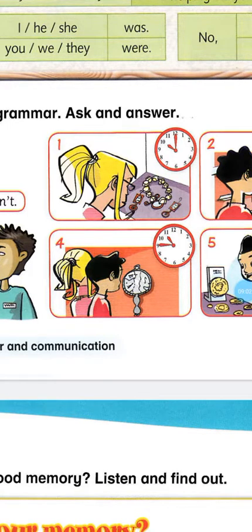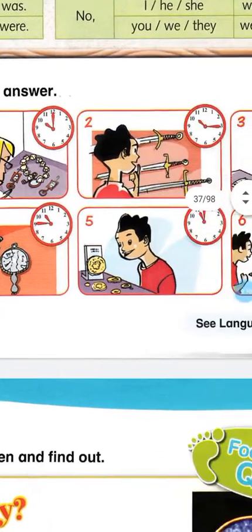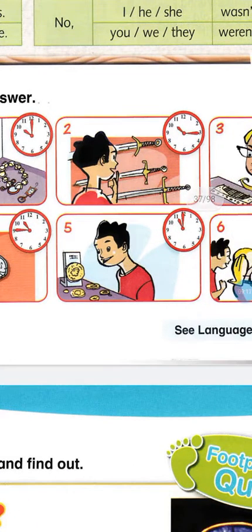Super! Yes, they were. Now, your partner asks you and you answer. Let your partner ask you, was Joe looking at the coin at 12 o'clock? Was Joe looking at the coin at 11 o'clock? You answer.